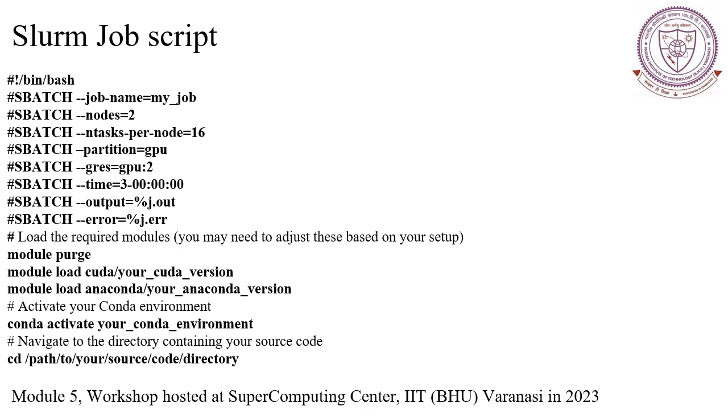I will write source, then the path to my Conda bin, then activate. So I will activate that environment. And if you have created multiple environments, then you simply write conda activate tensorflow or conda activate tensorflow-gpu. I have taken one example. Similarly, if you have multiple environments in your Conda, you have to activate one of them. Then you go to your source directory where your Python file is, which you want to run, and simply write python and the name of the file.